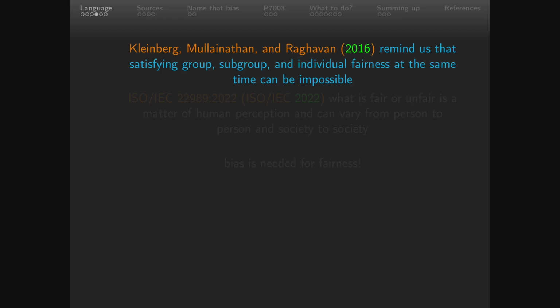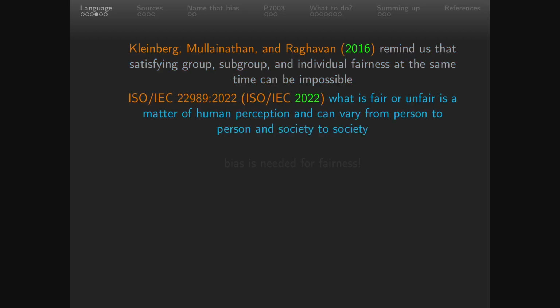We also have mathematical results. This one due to John Kleinberg tells us that satisfying fairness at various levels at the same time can be impossible. So we can't be fair to everyone and everything, because we shouldn't forget things as well as people all the time. The environment is a stakeholder as well, is my point.